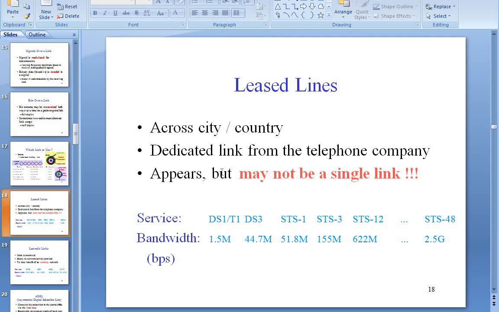However, there are further possibilities in these lines, like we have DS1, STS1, STS3 and STS12. DS1 and T1 provide you 1.5 megabits per second, and this is 44 and then 51, 155 and 622 up to 2.5 Gbps. It may be a single link, or multiple links can be connected to a main network, so it may vary.